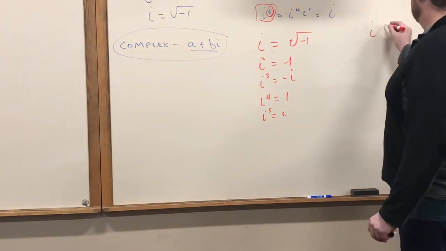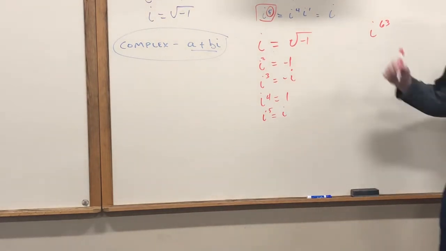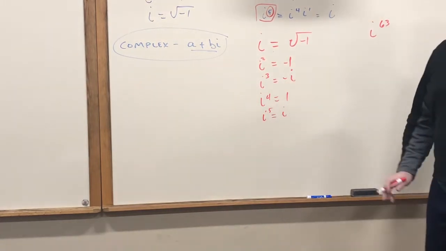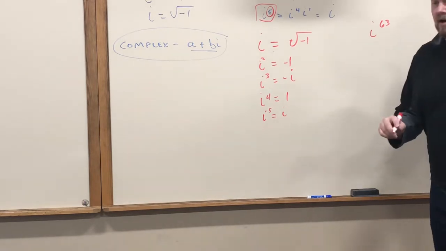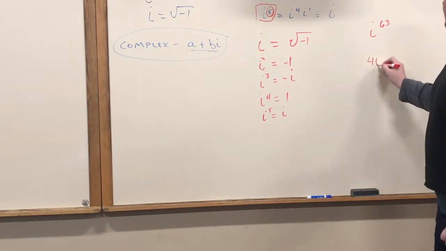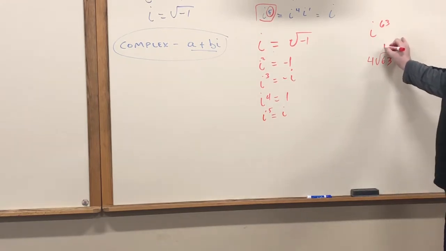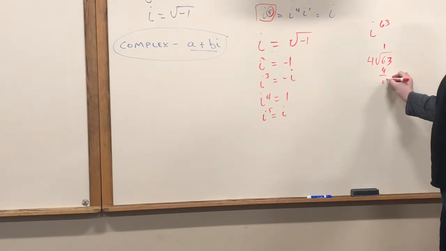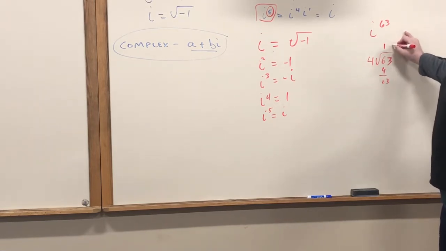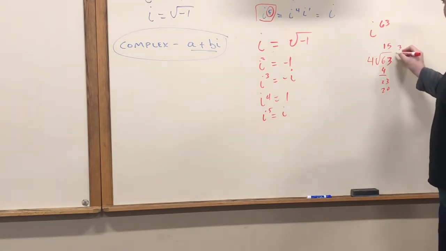So if we have i to the 63rd power, well, what power do we want to get rid of? It's close to i to the 4th power. 4 goes into 63, how many times? 15, so 20. So we're left with a remainder of 3, right?